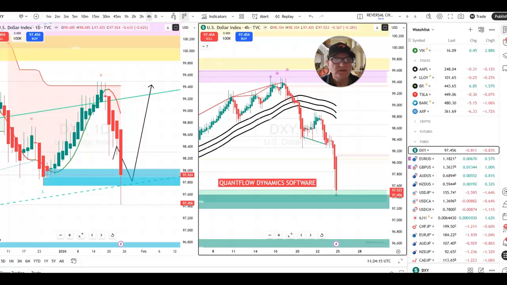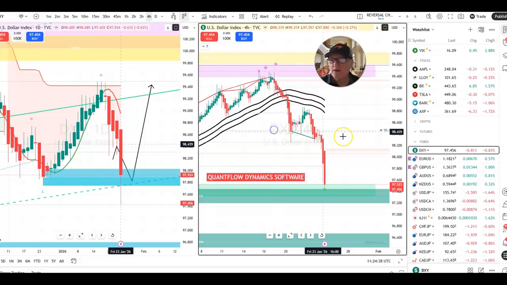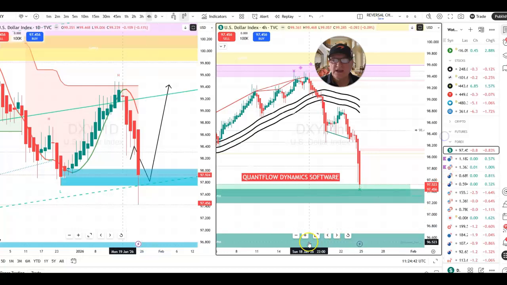Now we're coming to the DXY, the US dollar index, and we can see that it is definitely weak. I've got the daily on the left and the 4-hour on the right, combined with the QUANTFLOW dynamic software, which may seem very simple, and it is. However, it does measure strong trends, and it does measure reversals, and it does measure pullbacks. So we can see here on the US dollar that it is showing some weakness.